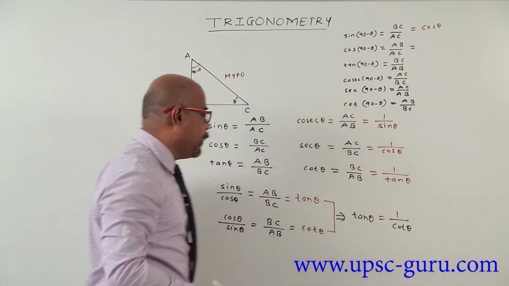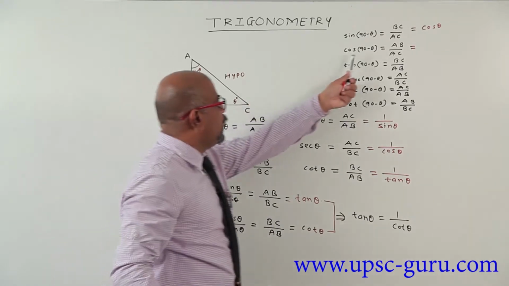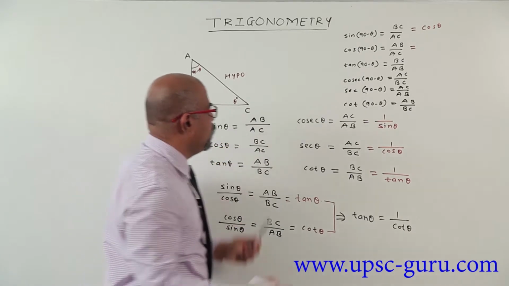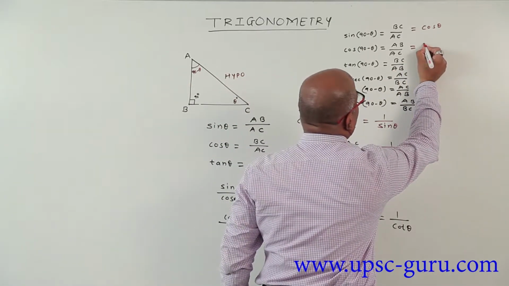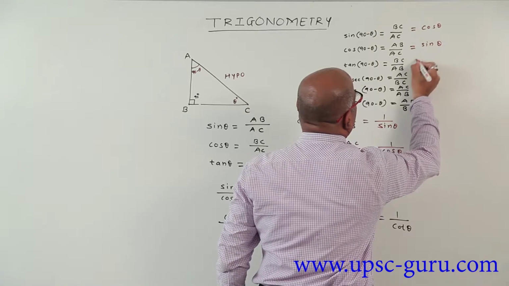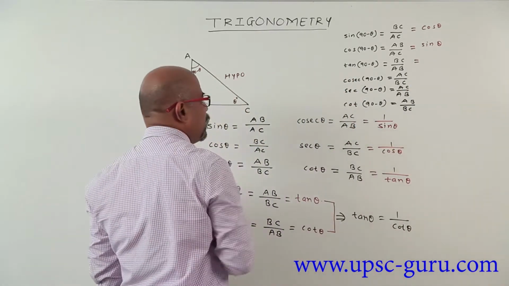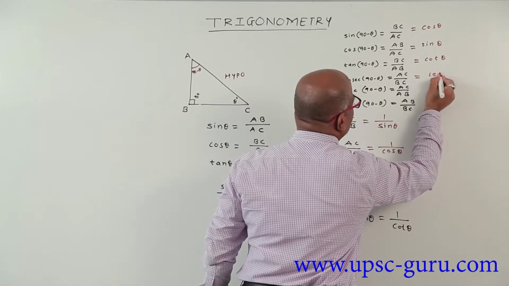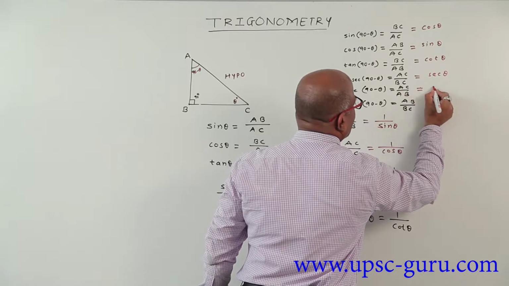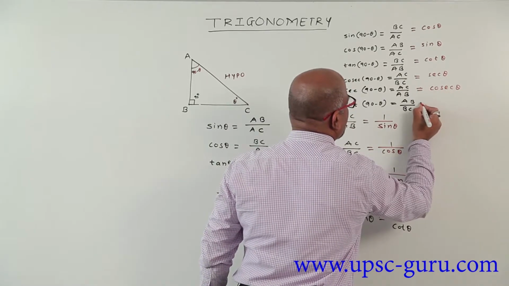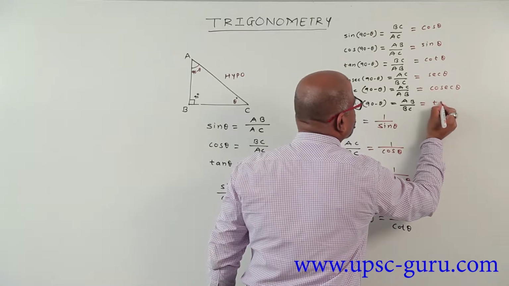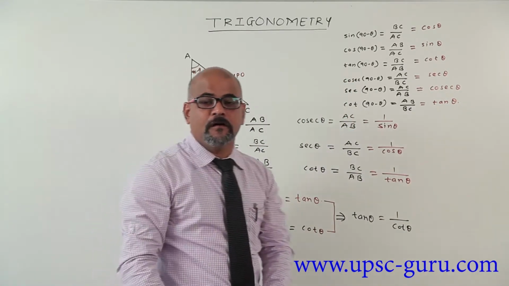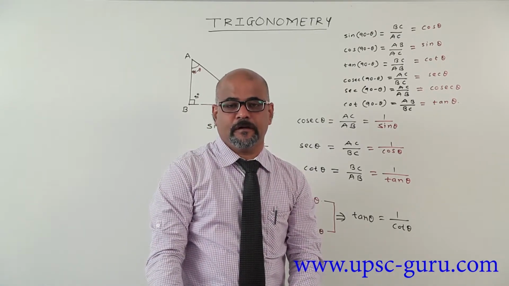If we observe cos 90 minus theta, let us check what we get. Cos 90 minus theta equals AB upon AC and sin theta is also AB upon AC. We get cos 90 minus theta equals sin theta. Similarly, we get tan 90 minus theta equals cot theta, cosec 90 minus theta equals sec theta, sec 90 minus theta equals cosec theta, and cot 90 minus theta equals tan theta. These are all basic concepts of trigonometry.